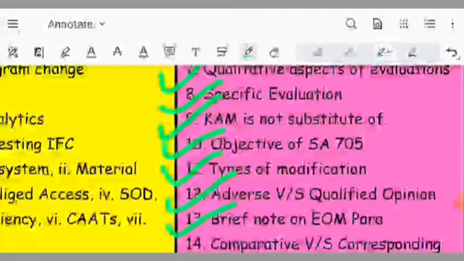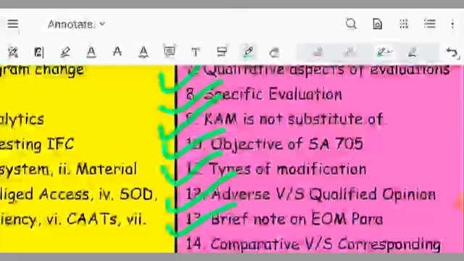And the condition for this EOM paragraph is that it should not modify the report. Your opinion is unmodified, and due to that EOM matter you cannot change your opinion to qualified or adverse. You cannot change your opinion through this, and it is not a key audit matter, right? It is only an important matter, not a key audit matter, and not related to the modification of the audit report, right?